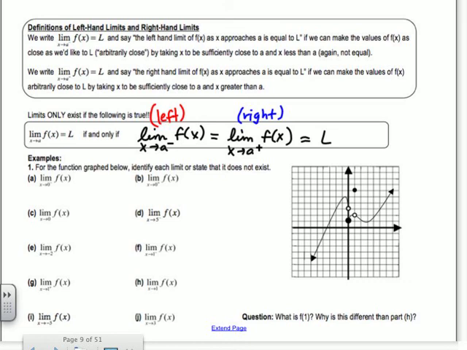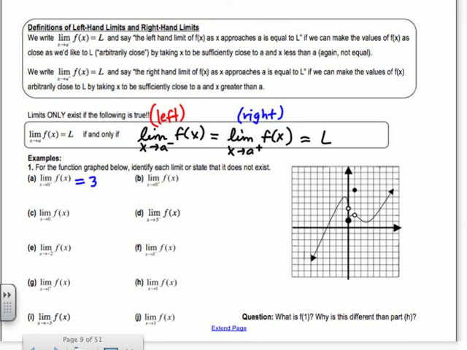Okay, so I'm going to do the first couple, and then you guys are going to try the other ones. So 1a says limit as x goes to 0 from the left. See how you have the negative sign? It means from the left. So that means you're going towards 0. So x equals 0. I'm going in towards 0, in towards 0. What's the y value you hit? 3. This is equal to 3.